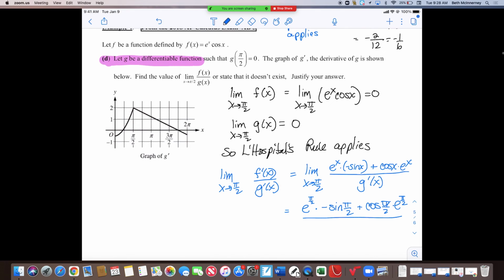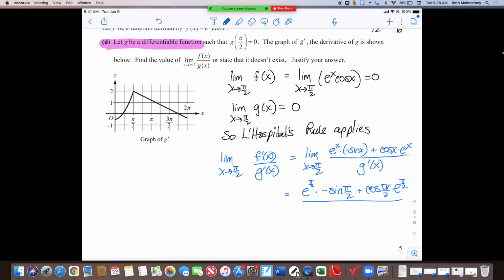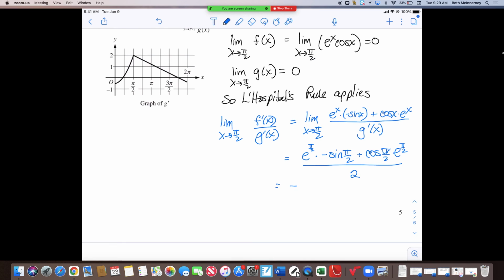What is g prime of pi over 2? 2, right? This is the graph of g prime, so it's very tempting. Students want to say undefined. Then you're talking about the derivative of the derivative. The second derivative is undefined. But my first derivative at pi over 2 is just a number. So let's keep all that straight. So this is going to give me negative e to the pi over 2, because that's 0, right? That's my final answer.